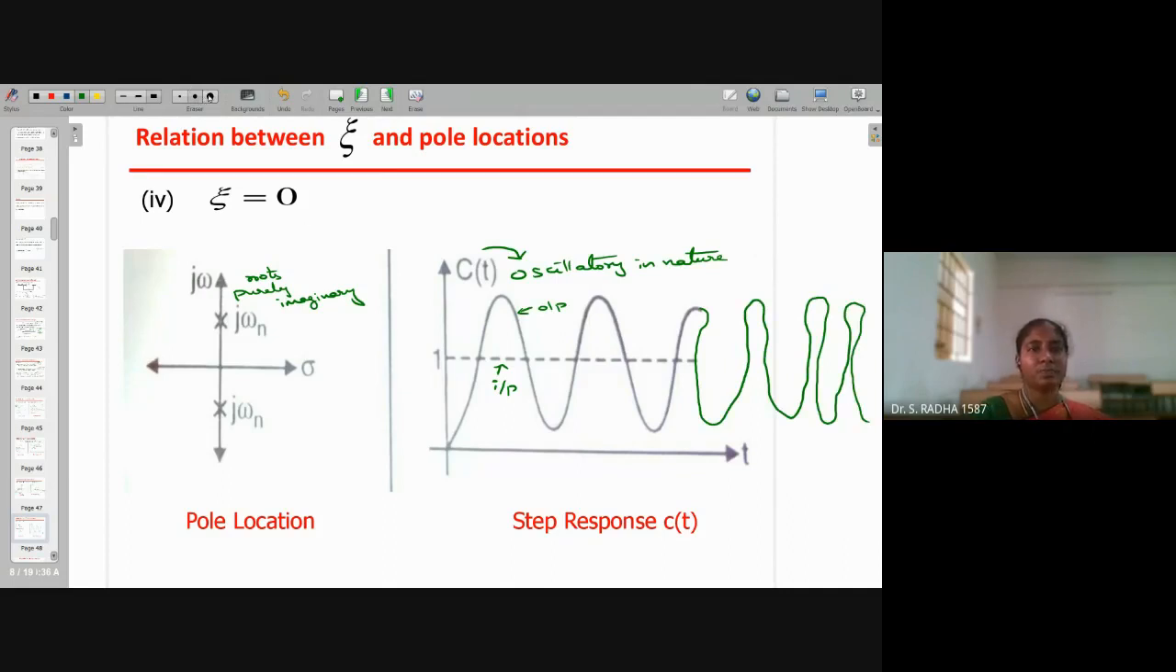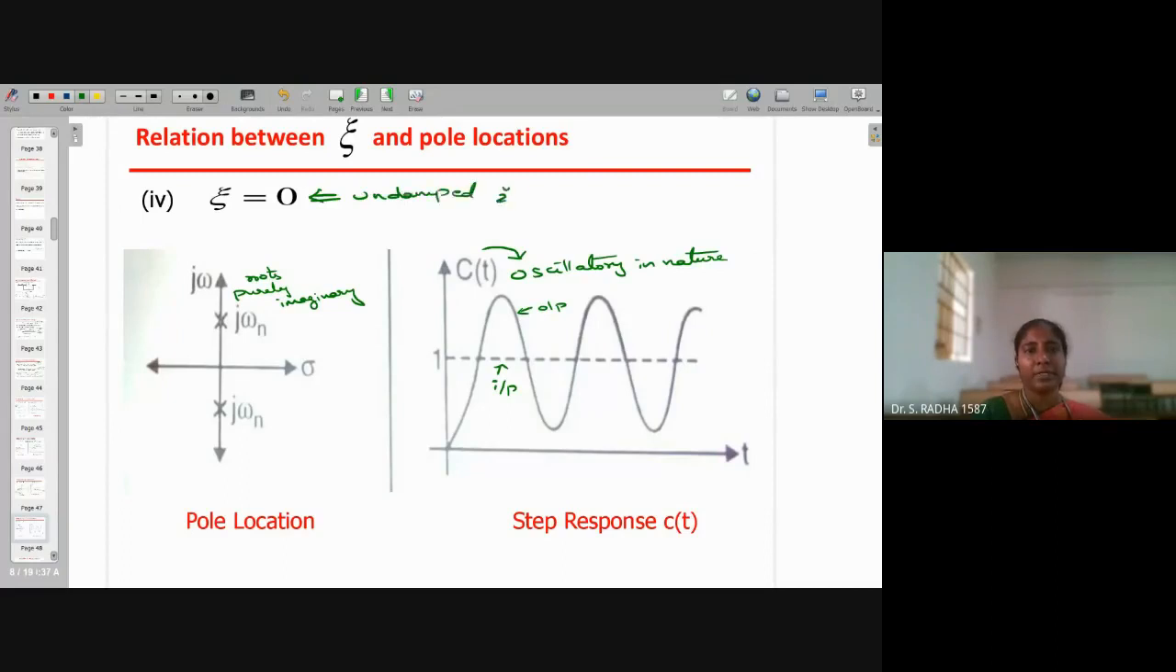So finally it will be continuously a sine wave only, and it will never reach the dotted line. That is the case in the undamped system. What we are talking about is the undamped second order system: eta value equal to 0 means an undamped second order system.